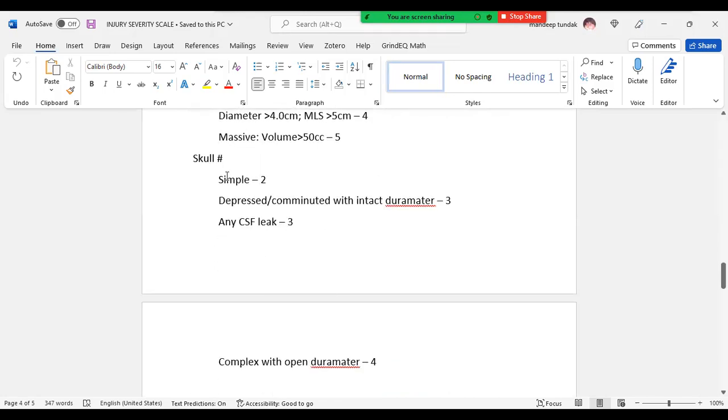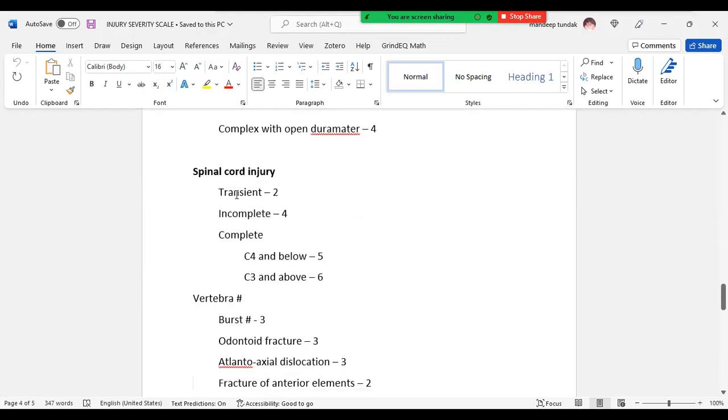Coming to skull fracture, if it is a simple fracture, the score is 2. If it is depressed, communicated with intact dura mater, the score is 3. But if there is any CSF otorrhea or rhinorrhea, like a cribriform plate fracture, or the temporal bone has fractured with CSF leak, then the score given is 3. And if it is complex with open dura mater, like a breast fracture, the score given is 4.